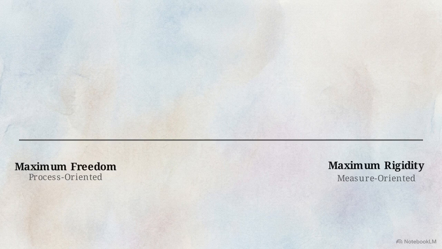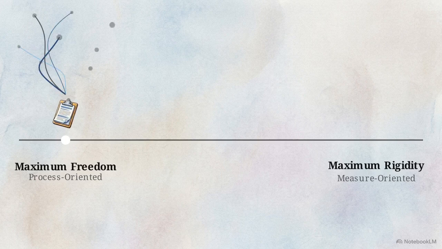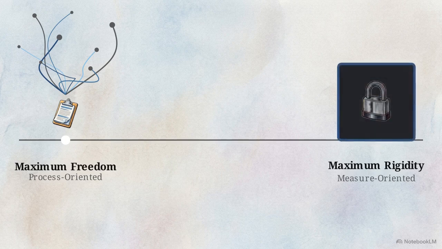spectrum of prescriptiveness. On the far left, native ISO 27001 is process-oriented. It prescribes the method you use to manage risk, giving engineers maximum freedom but resulting in a highly variable final security level. On the extreme right, the old IT-Grundschutz catalogs were measure-oriented. They prescribed exactly how to secure a system, offering standardized results but leaving zero technical flexibility for the implementer.